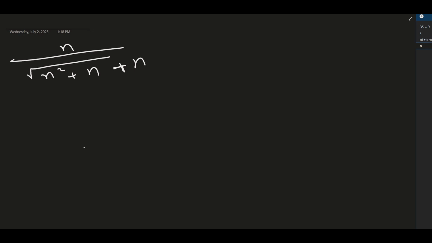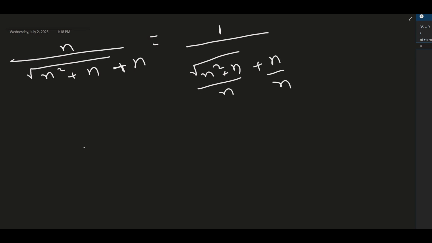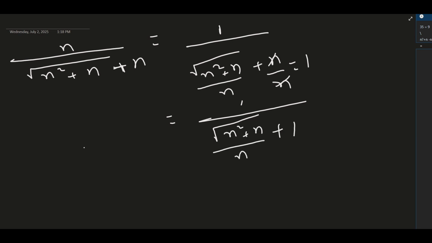So we go ahead, like I always say, divide the numerator and the denominator by n. When you divide the numerator by n, you get 1. n over n is 1. The denominator, when you divide by n, you get square root of n squared plus n over n, plus n over n, and this is also 1, which comes to give you 1 over square root of n squared plus n over n plus 1.